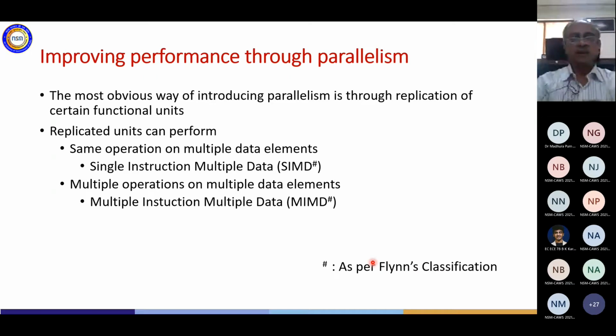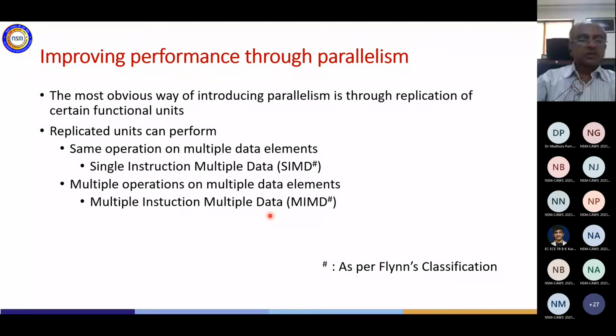Then what is it that is done? The most obvious way when you hit both of these limits is to introduce parallelism. And how will you introduce parallelism? By means of replication of certain functional units. What are those functional units that are duplicated? I will explain that slightly later.